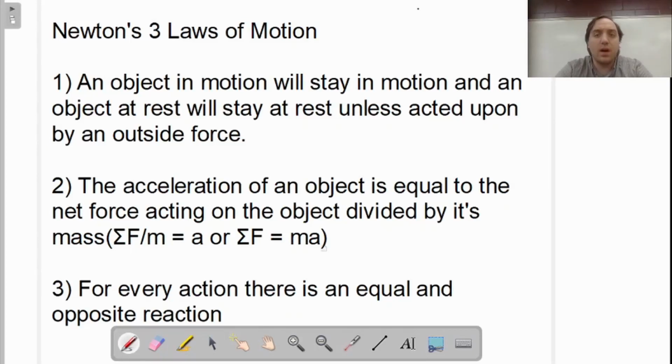Hello and welcome to this video on momentum. Specifically today we're going to be talking about impulse. What is it? How do we calculate it? And how is it relevant to us?